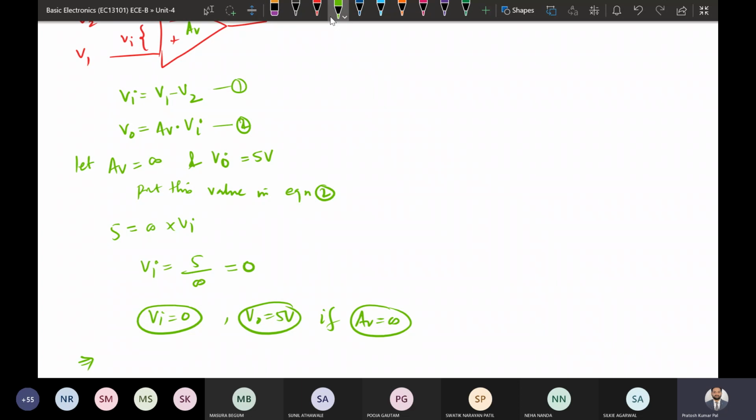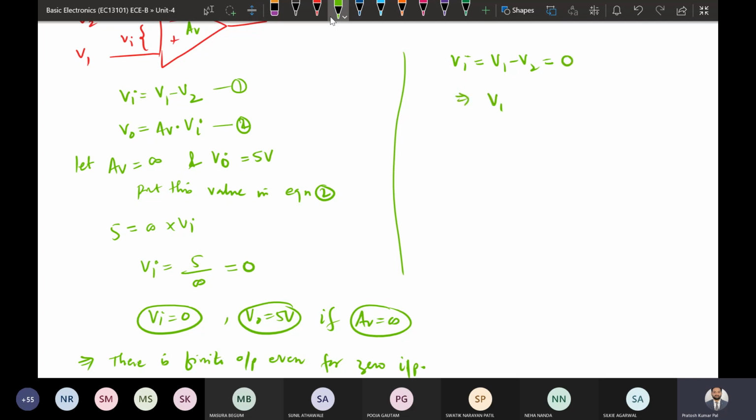Okay, so there is a finite output even for 0 input. For 0 input also we are getting some output. So we can put the value: V input is 0, that means V1 minus V2, which is V input, is equal to 0. From there we can say V1 should be equal to V2.